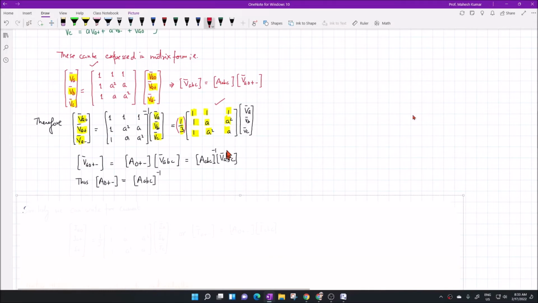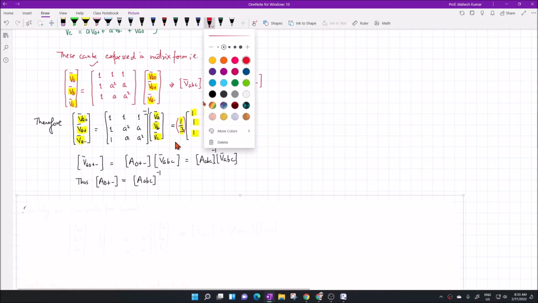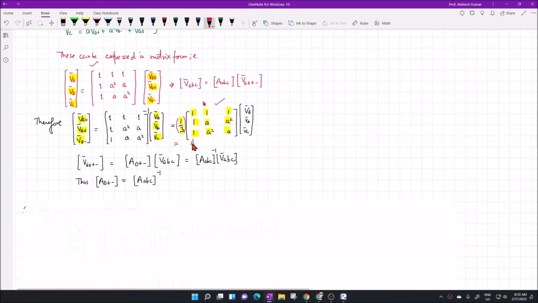This matrix we can call the A0 plus minus matrix, because this transforms ABC into 0 plus minus sequence components, and this matrix can be called the A ABC matrix because it transforms 0 positive negative sequence components to ABC components. So this is absolutely fine, there is no problem.